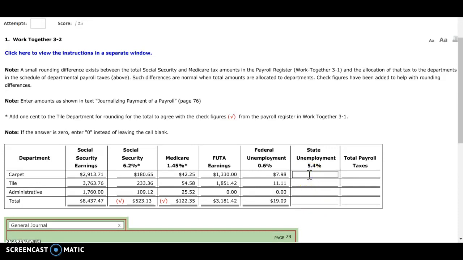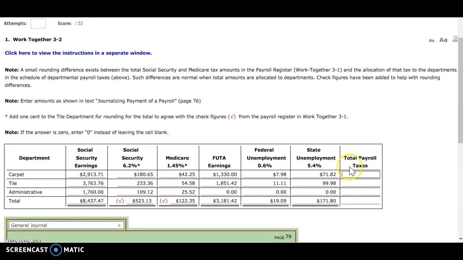State unemployment, we'll take the FUTA earnings times 5.4%. Okay, same thing for tile. We'll get 99.98. 0. Add those two together, 171.8. And then the last thing there, we'll figure out our total payroll taxes.